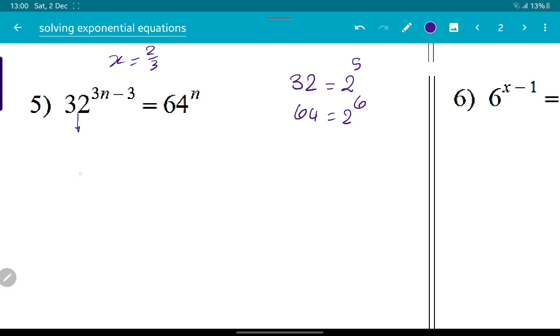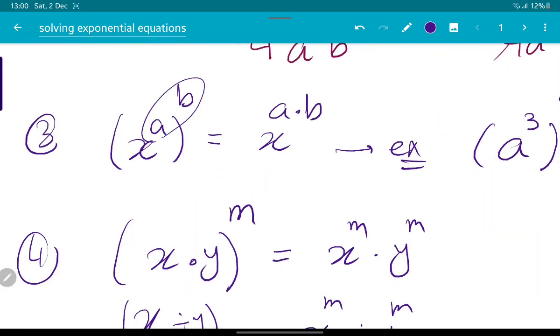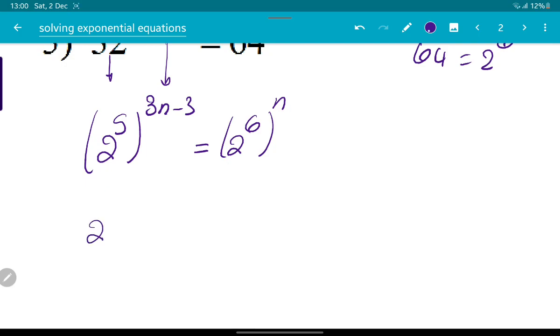When we replace this, it's 2 power 5, and this is raised to the original power in the question, and we keep it. Then 64 is 2 power 6 and it's also raised to power n. Now, from the third rule, when we have two powers, we multiply them. So when we multiply, this would be 2 power 15n minus 15, and this is 2 power 6n.